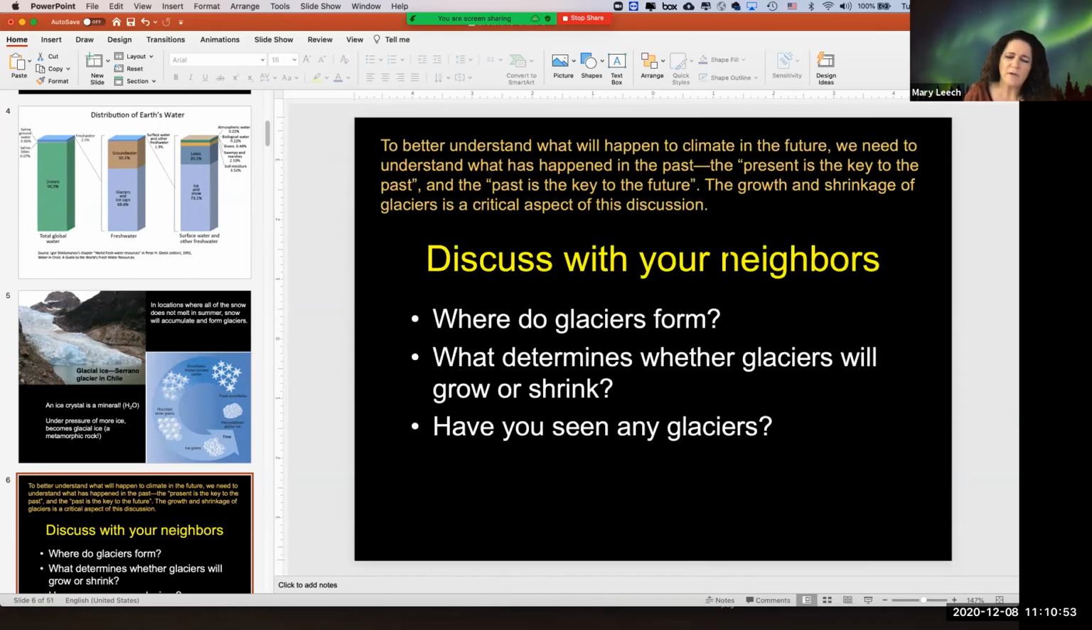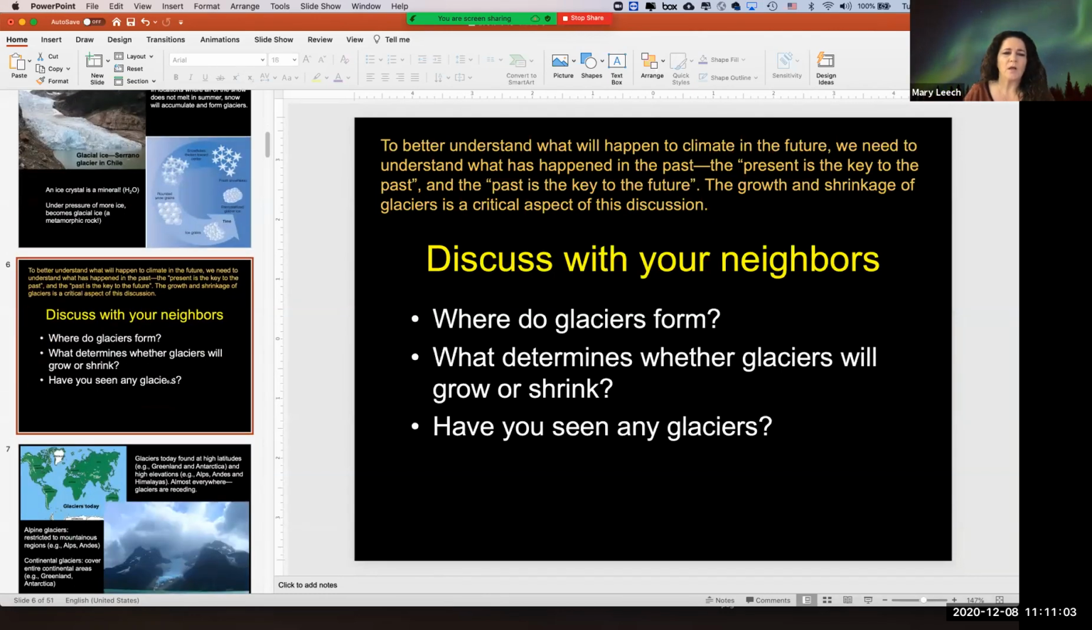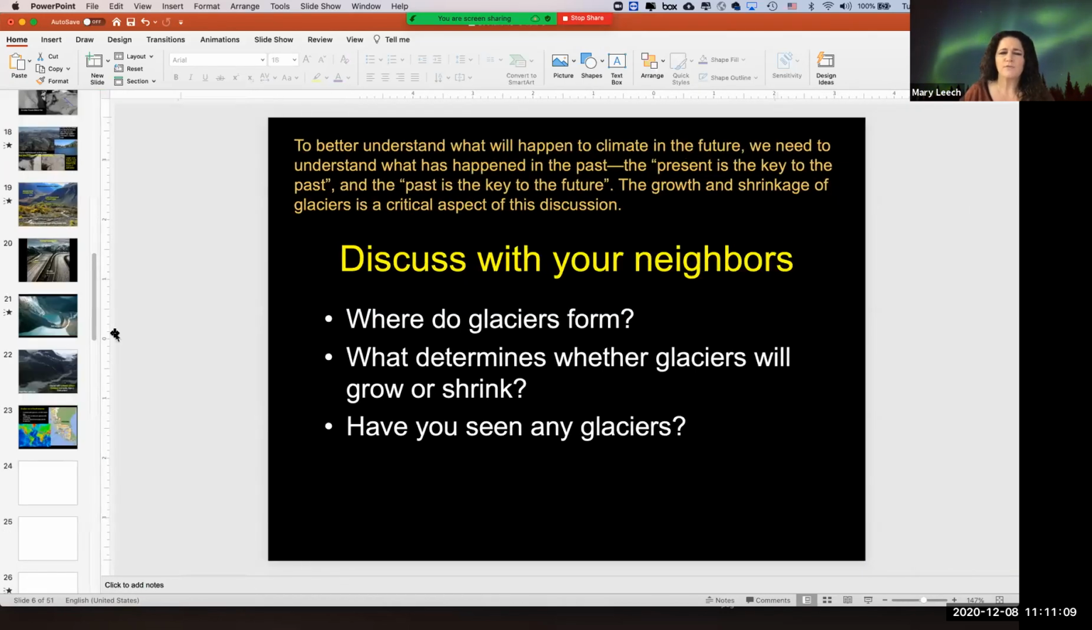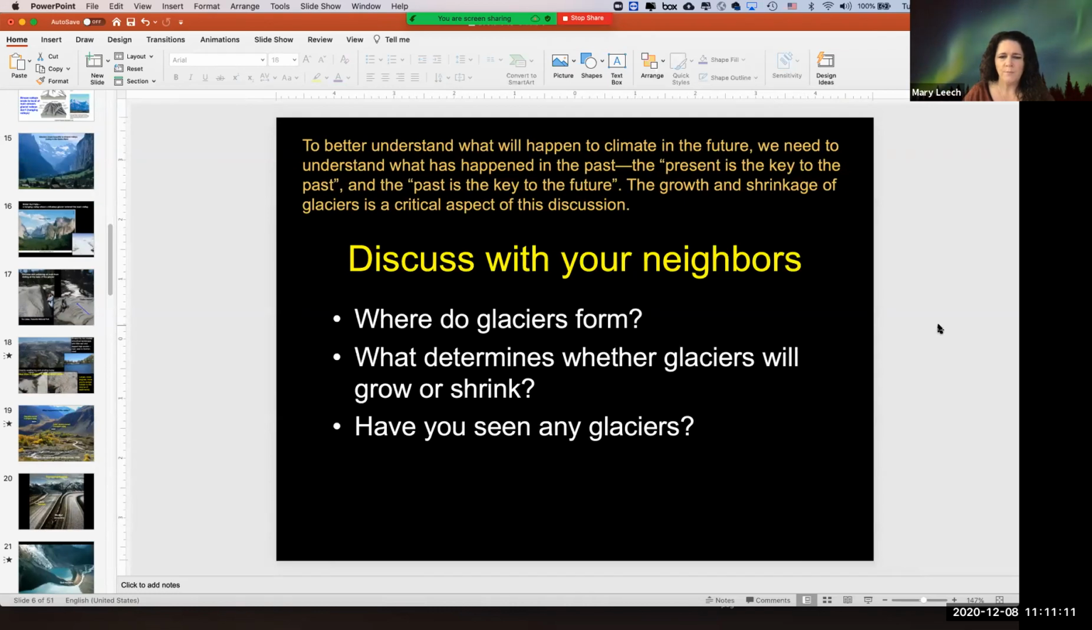Okay, we don't have neighbors. I don't want to start a breakout group because it just takes so long to go back and forth. I want you to just do a brainstorming exercise on your own and think about where glaciers form. I've already started talking about it. What determines whether glaciers grow or shrink, whether they recede or grow longer?